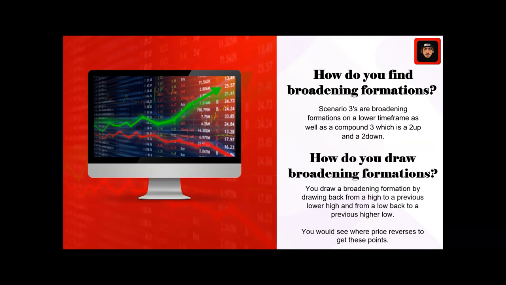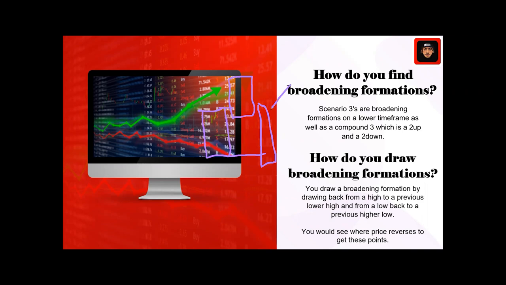So basically, to show you an example of that, it's probably going to be ugly. I suck at drawing, but let's say you have a candle right here. All right. And then the next candle goes two up. Boom. Right. And then you have the next candle after that come down and go two down, and it takes out the low of this candle right here.